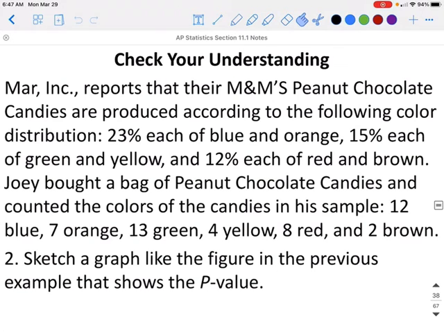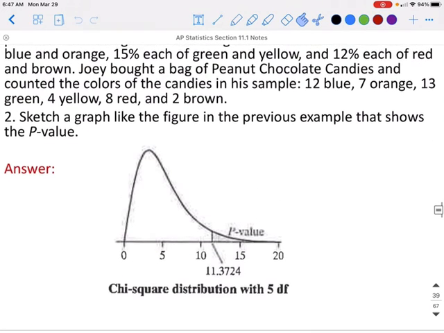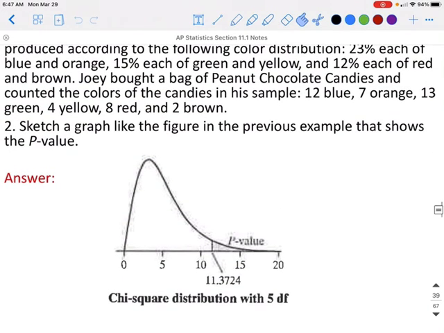Sketch a graph like the figure in the previous example to show the p-value. So this is going to be skewed to the right. And in the examples we did in the last section, we found a chi-square value of 11.3724. So we would have our graph, and we would have our value of 11.3724 on the graph.